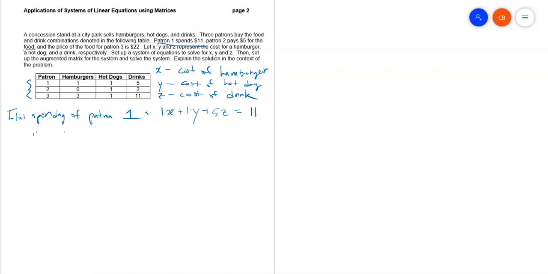And then we would do the same thing for patron 2. We also will do the same thing for patron 3. And then we will get our system over here. We will convert it to a matrix, and then we will be well on our way.